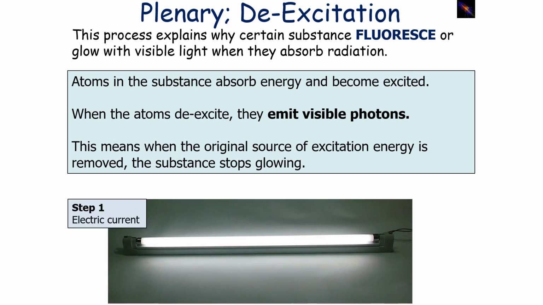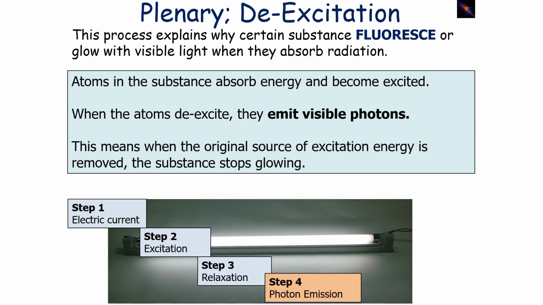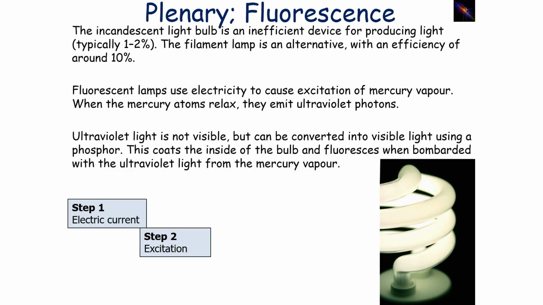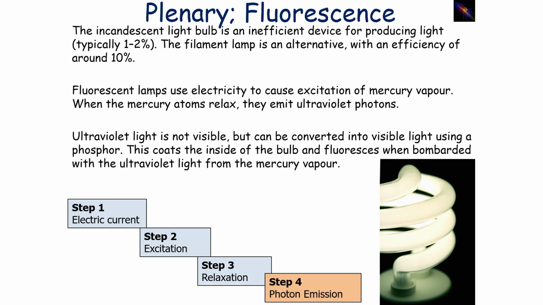An example of this is going to be a tube such as this, a fluorescent bulb, because what happens is you have an electrical current through your tubing that will cause excitation to the atoms inside the tubing. They will then relax or de-excite, and they will release photons, which we can observe as visible light. So what we're going to look at is this idea of fluorescent lamps now, of electrical current, excitation, relaxation, photon emission.